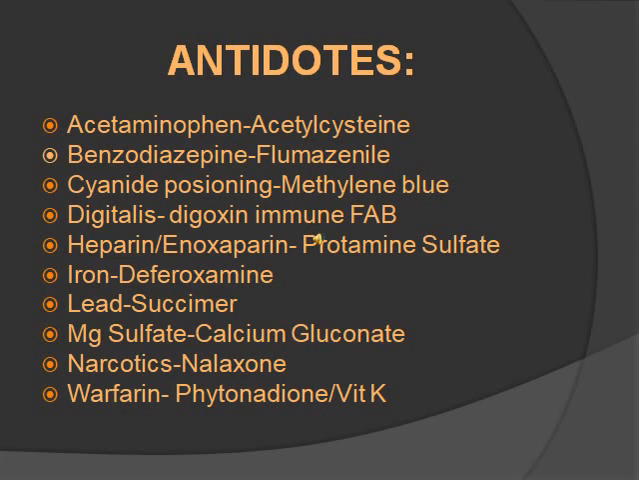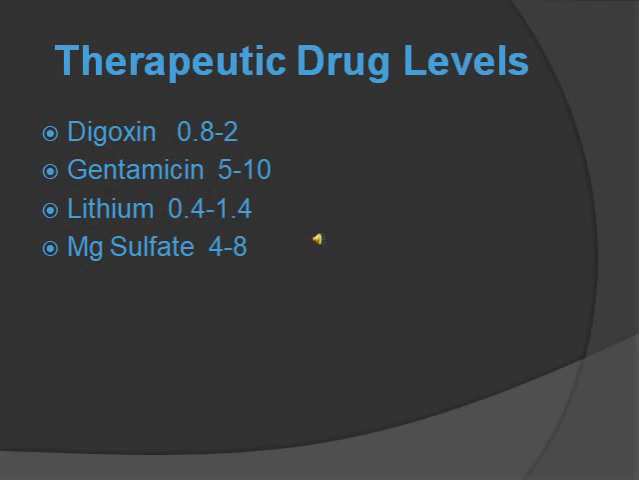Just think vitamin K. Therapeutic drug levels. So digoxin is 0.8 to 2, gentamicin, I never really saw that one, but 5 to 10. Lithium, you have to know, 0.4 to 1.4. Magnesium sulfate, 4.8. There could be many more, but these are the only ones I've ever seen. So I would just focus on digoxin, lithium, and mag sulfate.